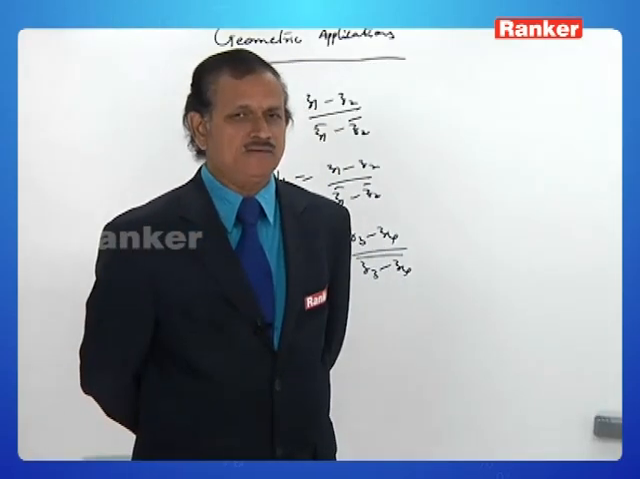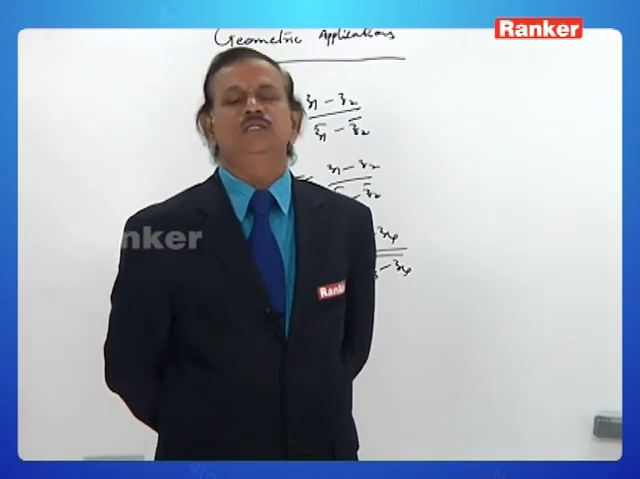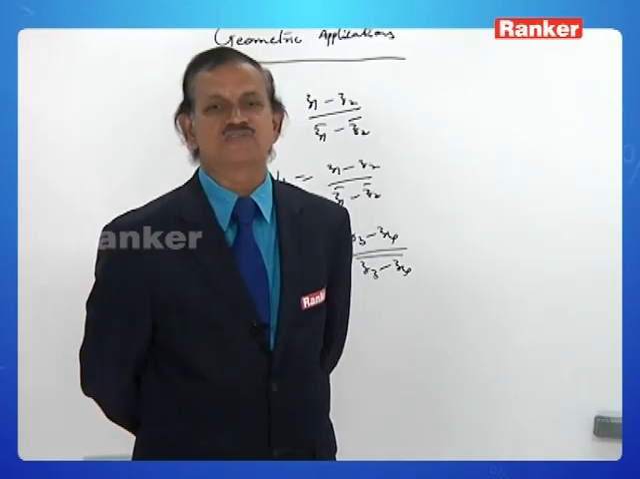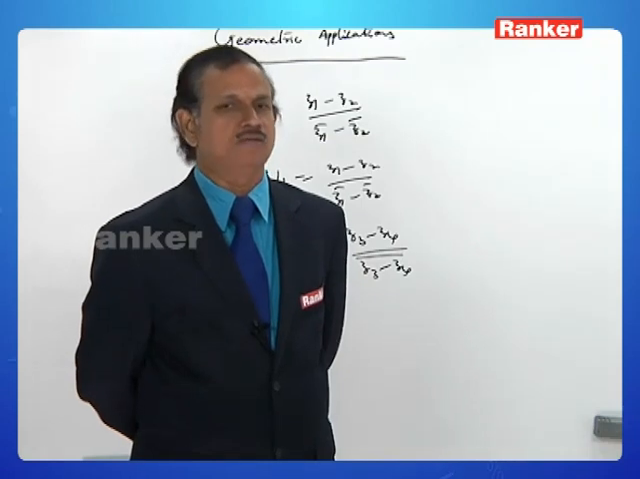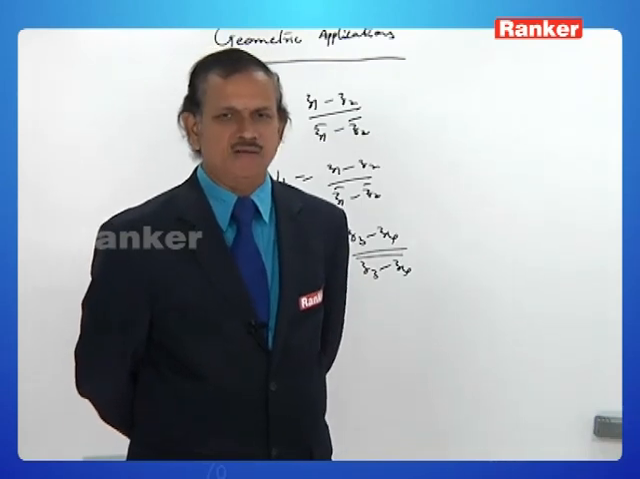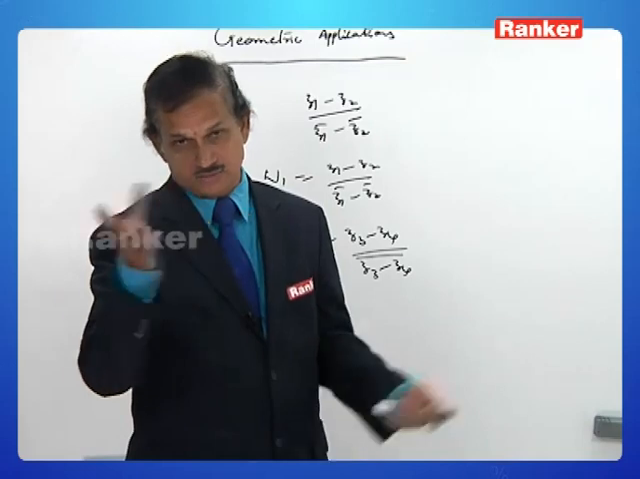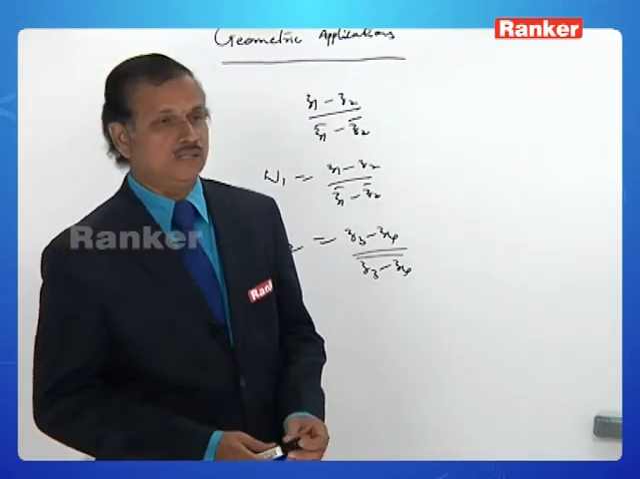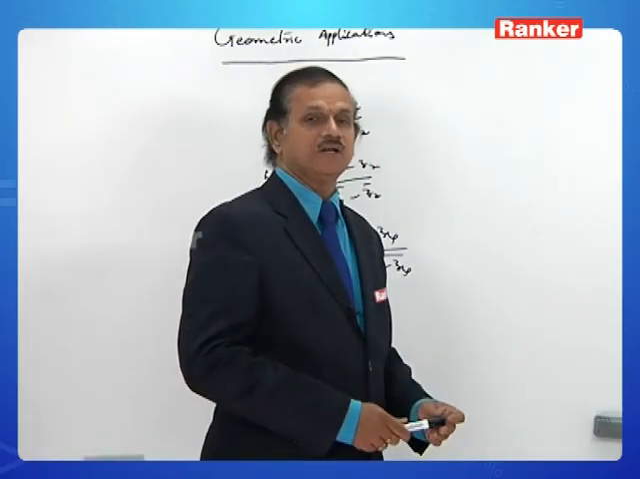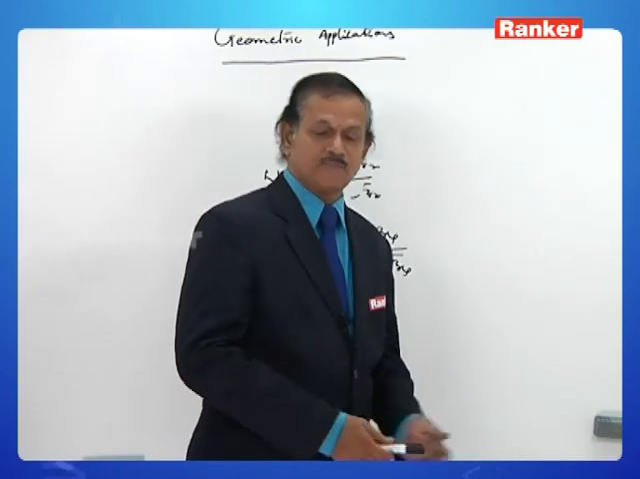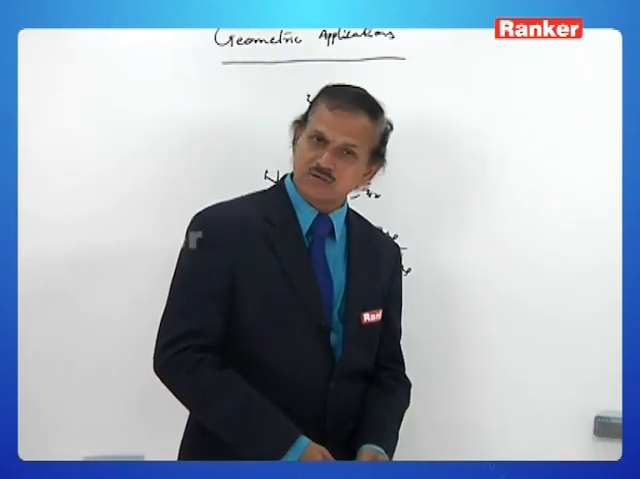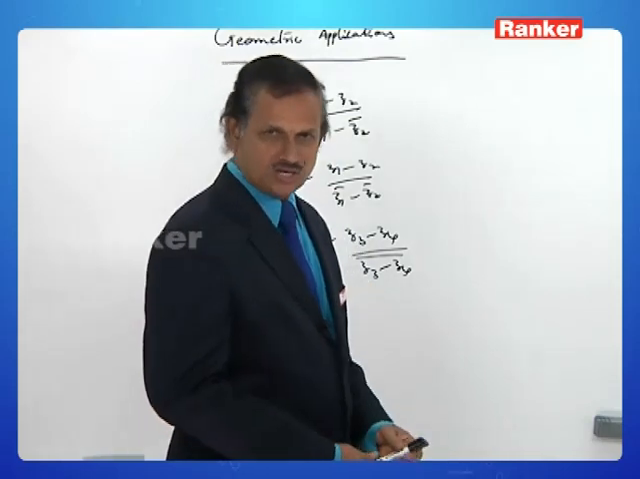Therefore, we can show that the two lines with complex slopes W1 and W2 are perpendicular if W1 plus W2 is equal to 0. That must be kept in mind. And the two lines are parallel if W1 is equal to W2, and perpendicular if W1 plus W2 is equal to 0. This is about complex slope.